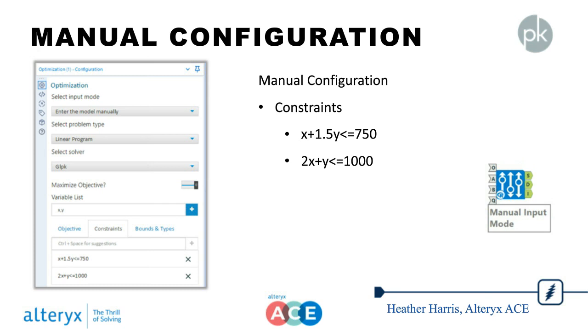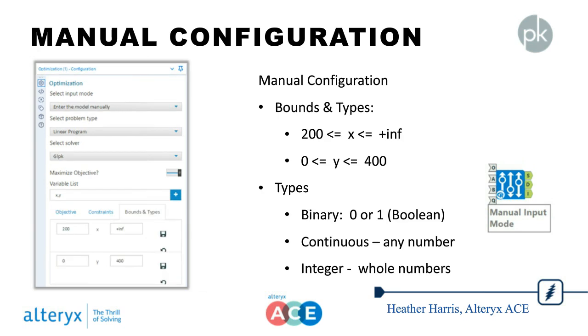So I enter those constraint equations one at a time, exactly how we had them before with our upper limits on the right-hand side. And then the last thing are bounds and types. And when you come into this, it asks you what type of variable X and Y is.